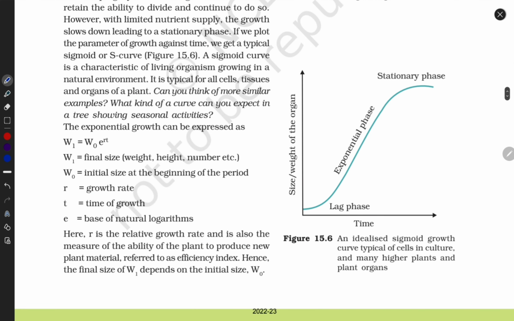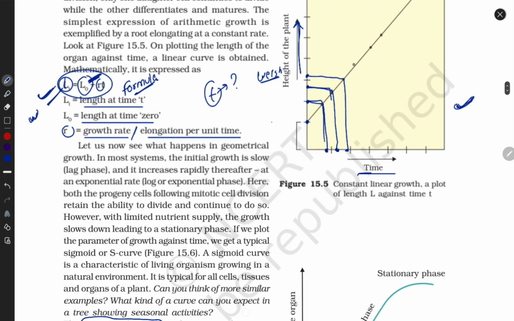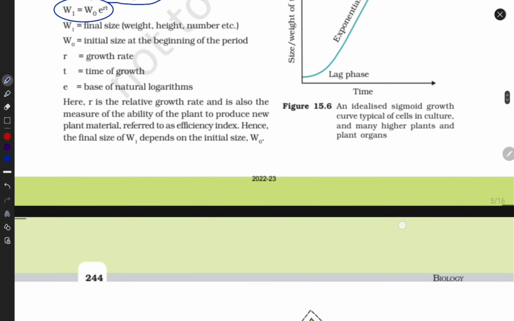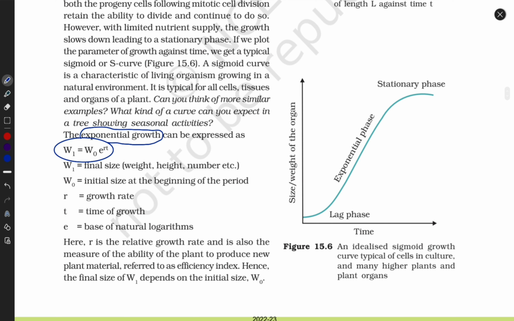Look here, this is the formula of geometric growth rate. We can call it exponential growth. This is the straight line curve, constant growth, growth rate at a time t. Here is exponential growth. One divides into two, two divide into four cells. Exponentially they grow. They increase their number.